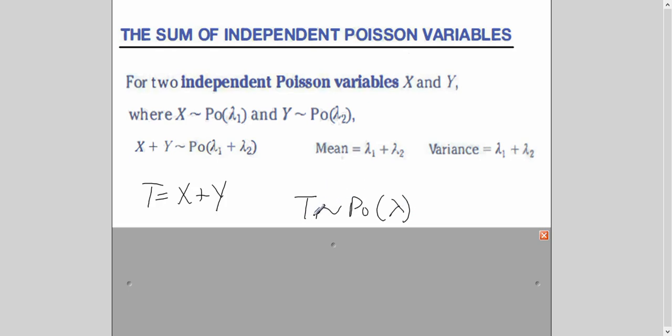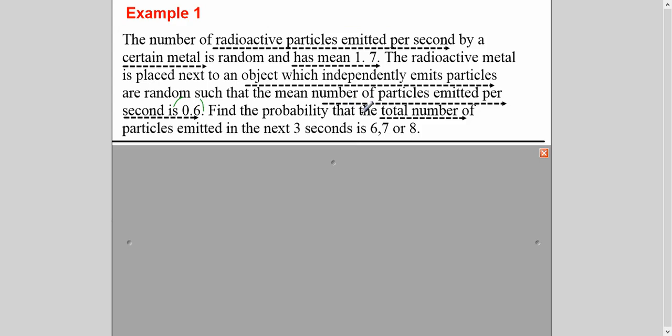So let's see two examples. I have taken two different examples to explain this concept. The first question is about radioactive particles emitting per second, and the rate is 1.7. There is another object placed next to that radioactive particle, and that object is emitting particles at the rate of 0.6. So the rate of emitting particles is different for both of them. You have to find the total number of particles emitted in 3 seconds, 6, 7 or 8.